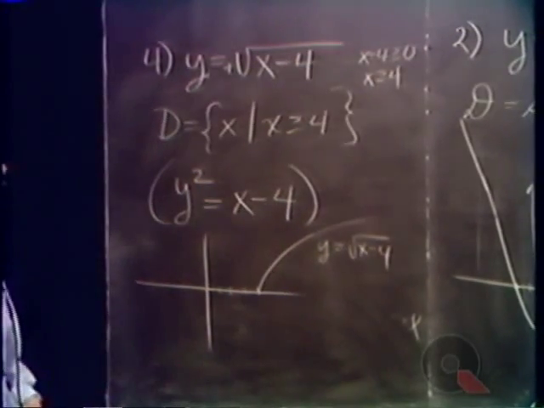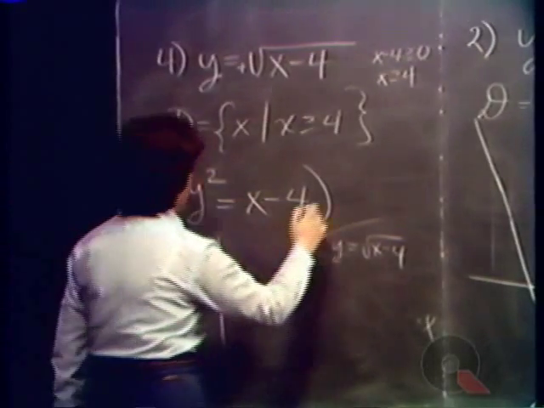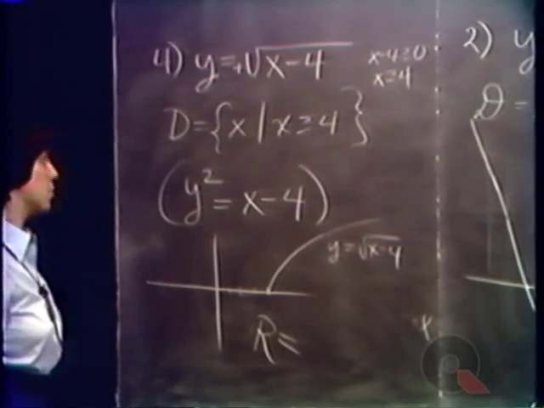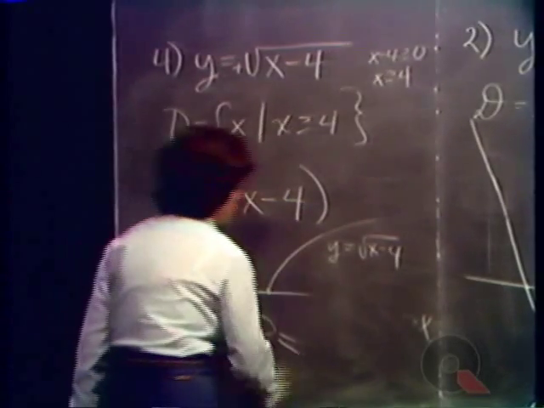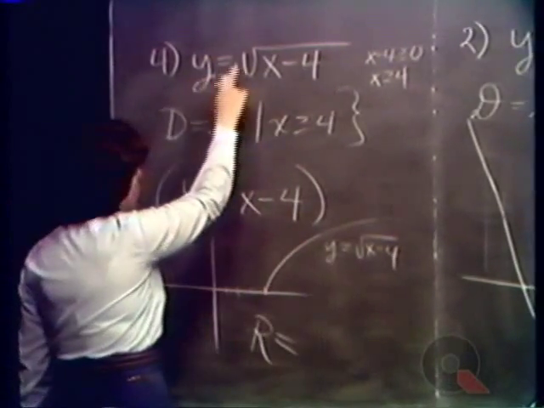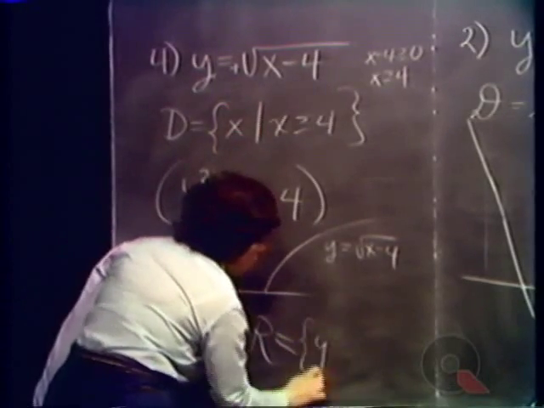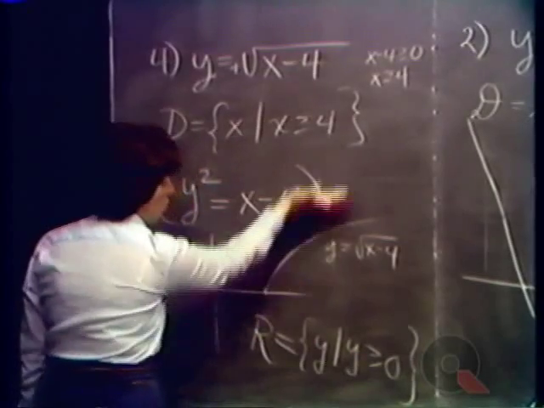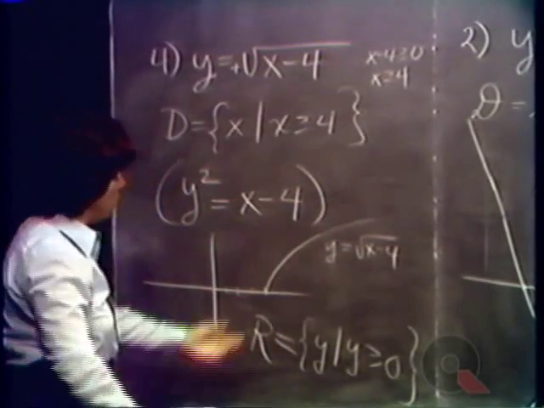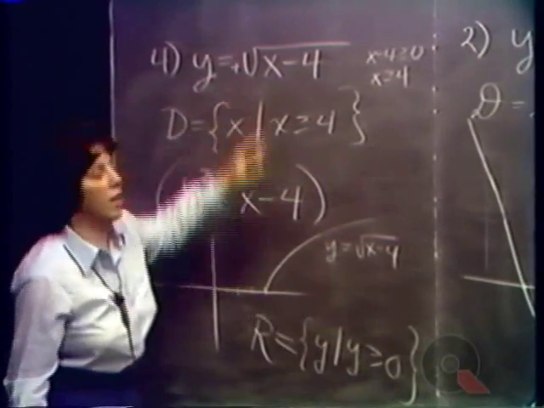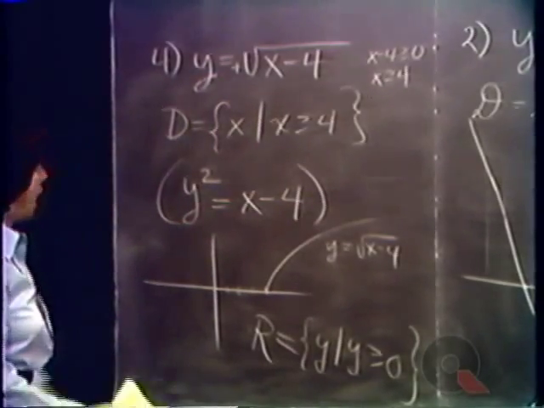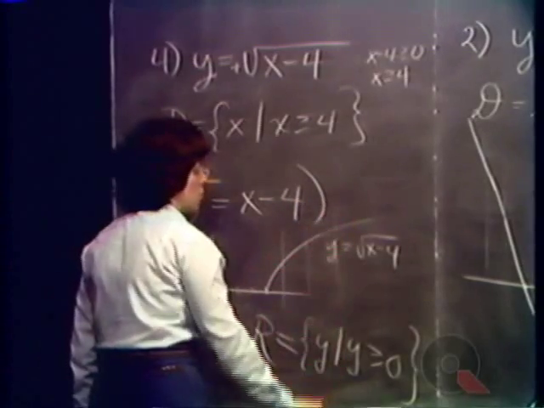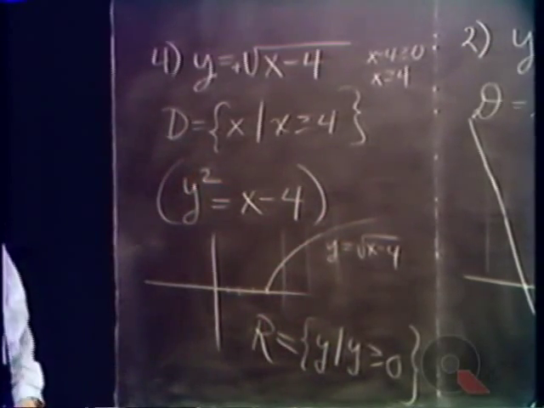Now, the domain is all x values greater than or equal to 4. The range in this case is not the set of all real numbers the way we had in example 3, but in this case, y could never be negative, so it's the set of all y values greater than or equal to 0. y could be 0 or higher. You never get a negative y value. y is the positive square root. And this is a function. No vertical line cuts the graph in more than one spot.